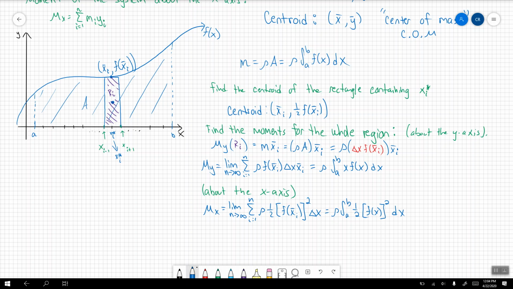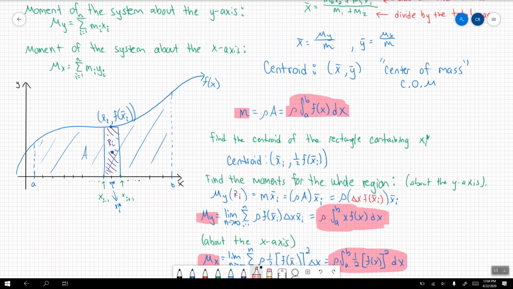So now I want you all to observe what we have here, and I'm going to mark these down in red because these are going to be important. We have that mass is equal to this piece here. We have that all of the moments with respect to the y-axis are given by this integral here. We have all the moments about the x-axis, which are denoted by this integral here.